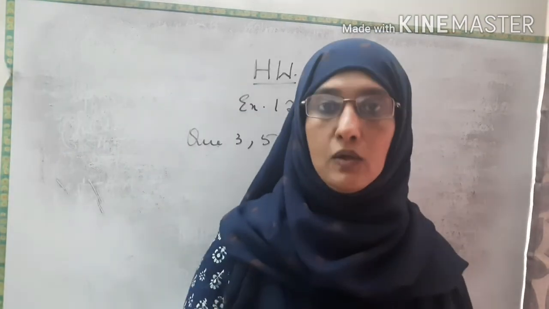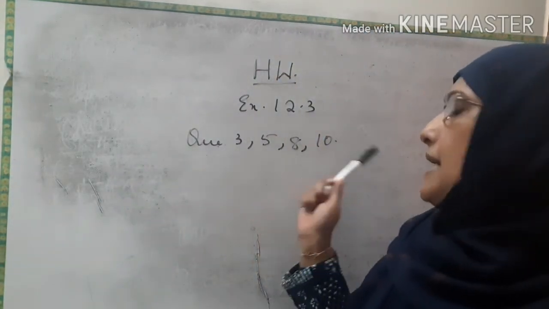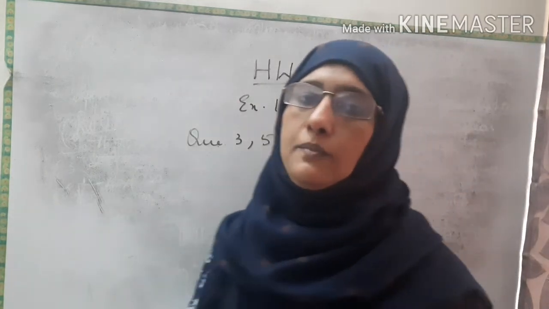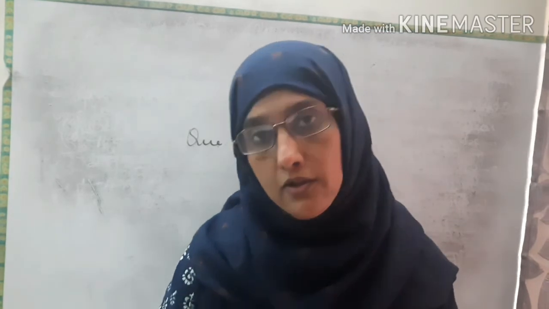So that exercise is over and also that chapter is over. Now here is the homework. Exercise 12.3, questions 3, 5, 8 and 10. 4 questions are there for homework. Okay, so do all the problems which I have done here. Then do the homework and send it to me on time.